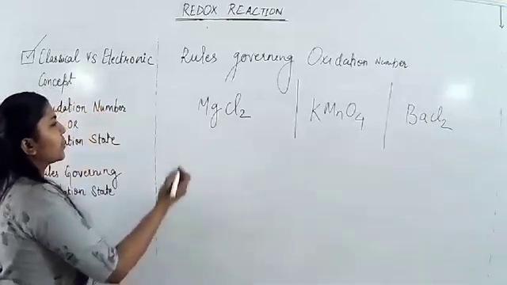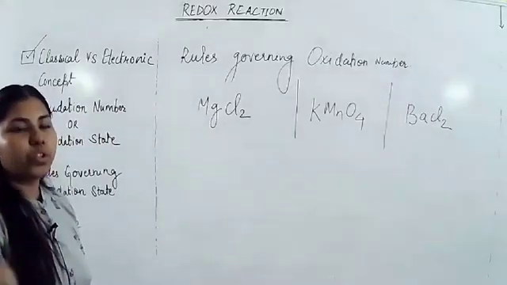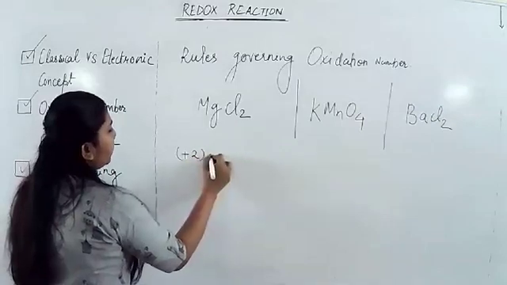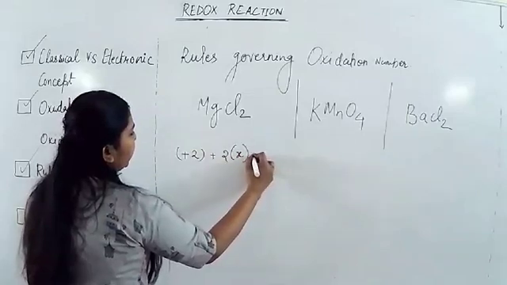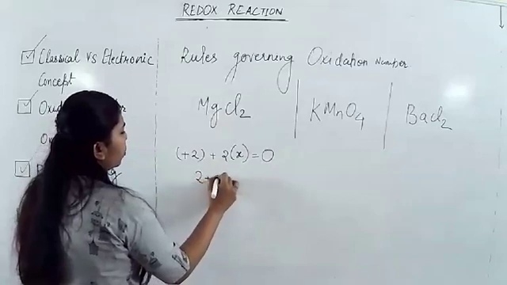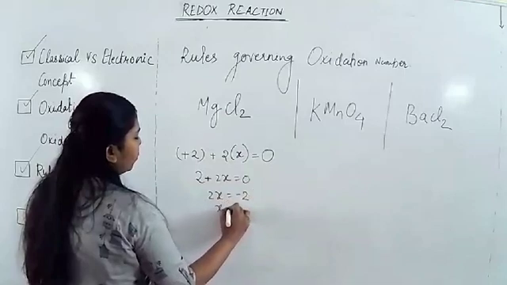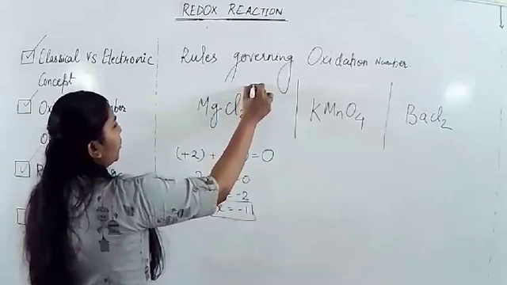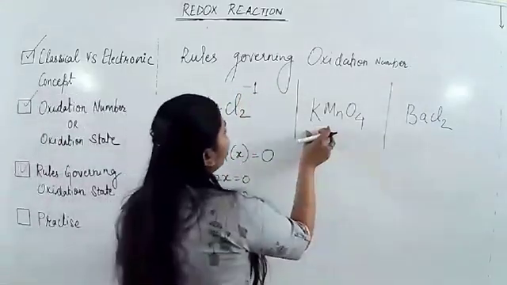So now you know magnesium is from group 2. It will always have +2, you know that, right? So +2 plus, there are 2 atoms of chlorine, so I don't know, I will be writing X. Now it is neutral, so it will have 0. So 2 plus 2x equal to 0. Now just do the maths, right? The oxidation number of chlorine here is -1. It's easy to know.